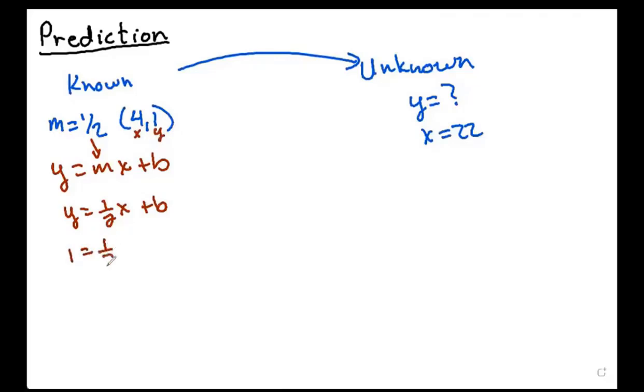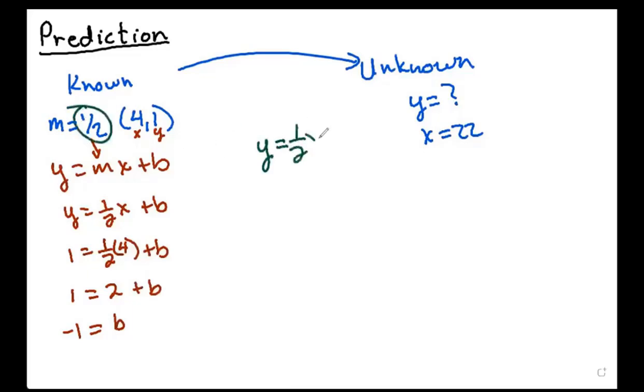y equals 1/2 x, which is 4, plus b. And that becomes 1 equals 2 plus b. Subtract 2, and b is -1. That's our y-intercept. So we now have the equation that we can write to use for the rest of whatever we don't know. y equals, here's our slope, 1/2 x, and here's our b, -1. This gives us the equation and the ability to predict.